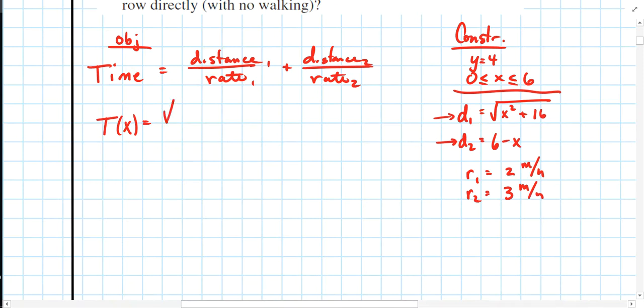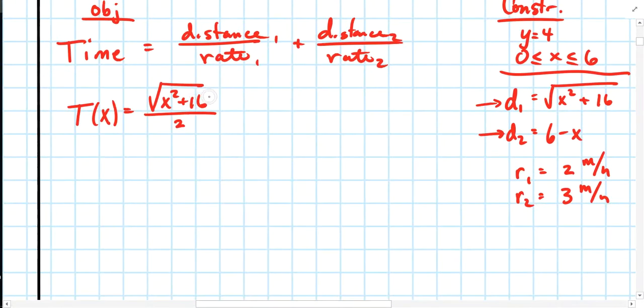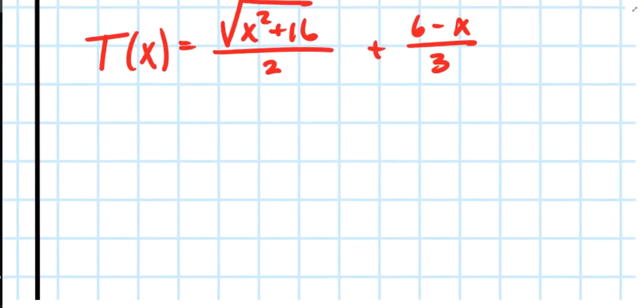So d1, of course, is the square root of x squared plus 16 divided by, we've got 2. And to conserve some space, I'm not going to include my units, but this distance is miles, and the rate is miles per hour. Miles divided by miles per hour will generate a unit of time in hours. So that's good. Distance 2, 6 minus x divided by 3. And now we've got our time function. This is our objective for which we can find the derivative.